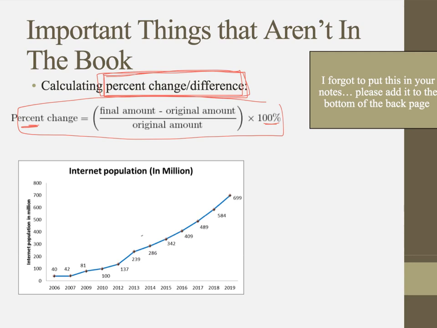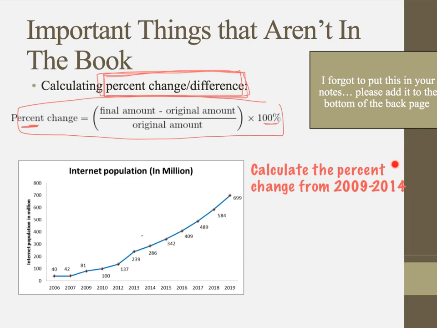So let's say I get a question like this. Calculate the percent change from 2009 to 2014. Okay, time to start plugging in some amounts here. Gotta find the final amount. Well, the final amount is going to be the end of this date range that they're giving me. So in 2014, I had 286 million people on the internet. So 286 minus the original amount. So according to this date range, that would be 2009, and that would be 81 million.